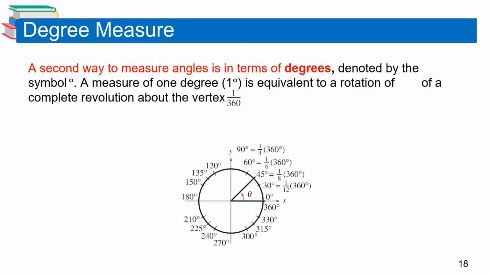So this circle gives all different measurements when it is 0 degrees, 30 degrees, 45 degrees. So you can just see how these values are. 30 is 1/12 of 360, 45 will be 1/8 of 360. So you can easily construct points on a circle like this.